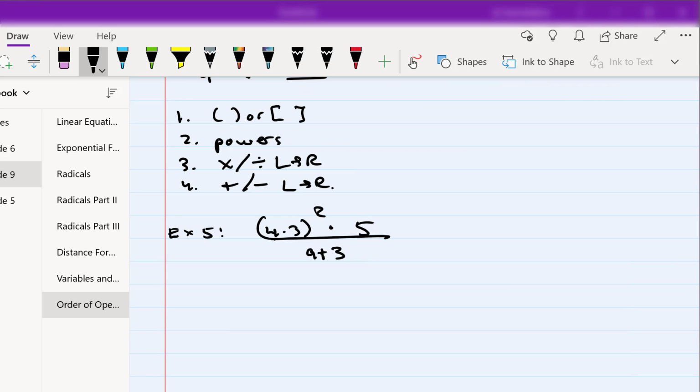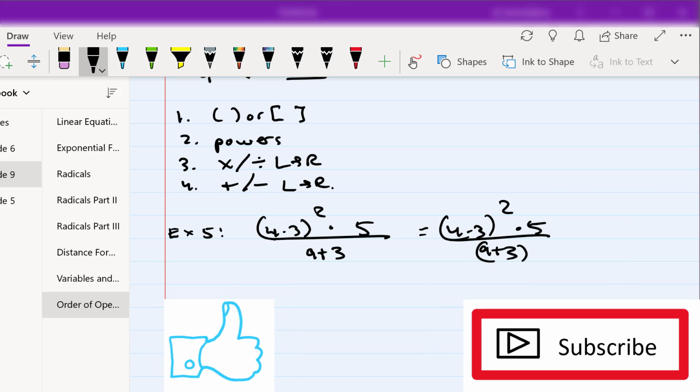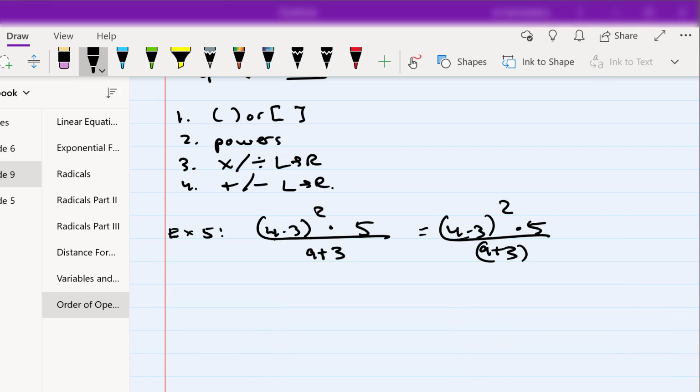Let us look at the final example, example 5. Suppose I had 4 times 3 in parentheses, all squared, multiplied by 5, divided by 9 plus 3. We can rewrite this as 4 times 3 squared, multiplied by 5, all over 9 plus 3 in parentheses. Remember, parentheses have the higher order of precedence, so for step 1, we're going to do the parentheses first. So 4 times 3 is 12 squared times 5. And we can deal with the parentheses on the bottom too. 9 plus 3 is 12.